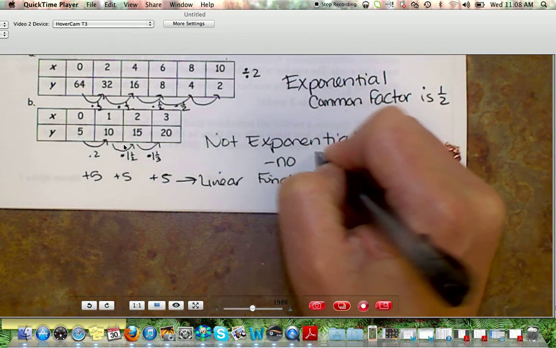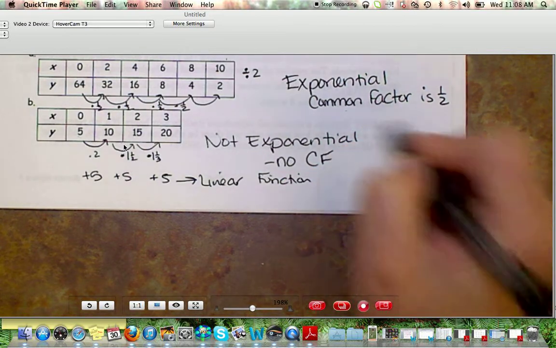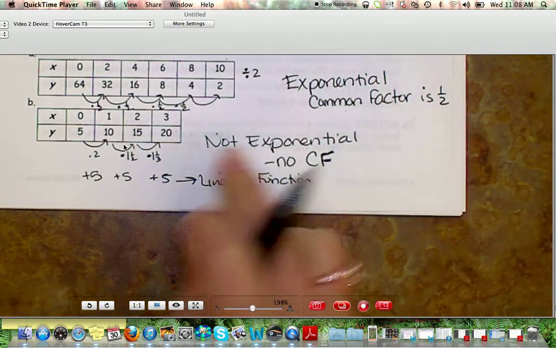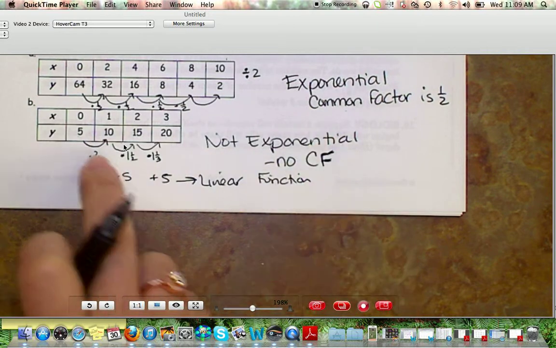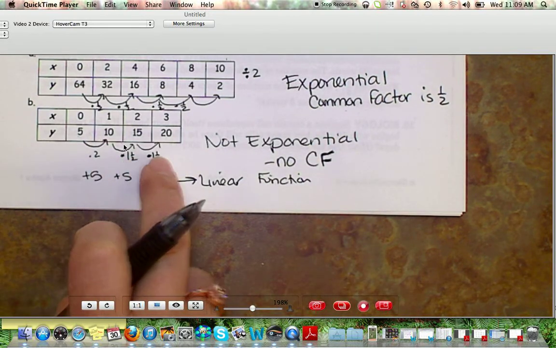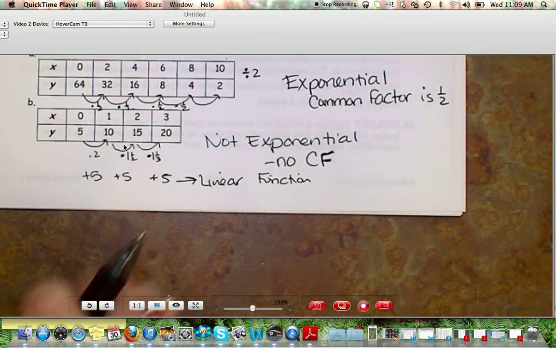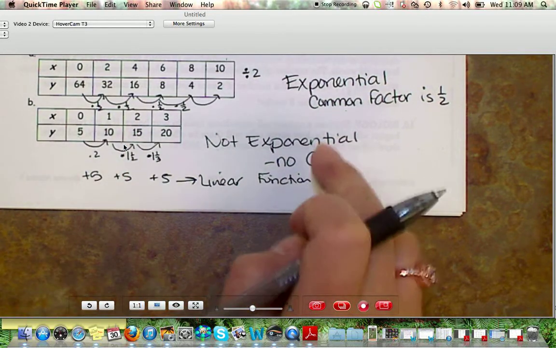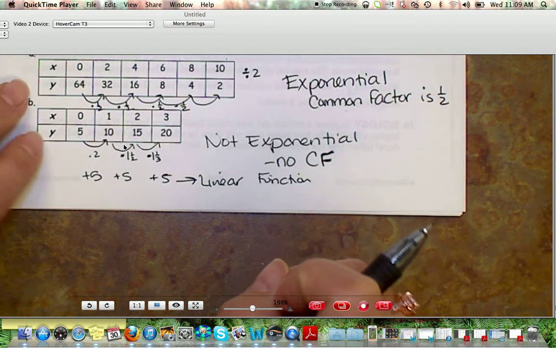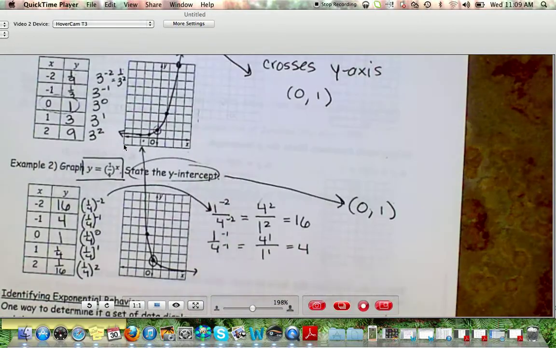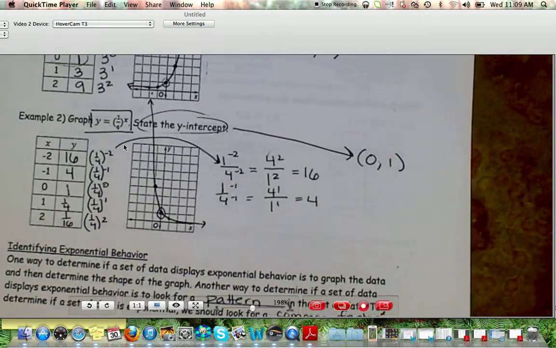There's no common factor, no CF. Okay? And if you're going to claim that it's not exponential, you need to actually show a little bit here what the factors are, or something here, before you say that it's not a common factor. Okay? So that's pretty much it. That's just our introduction to exponentials.